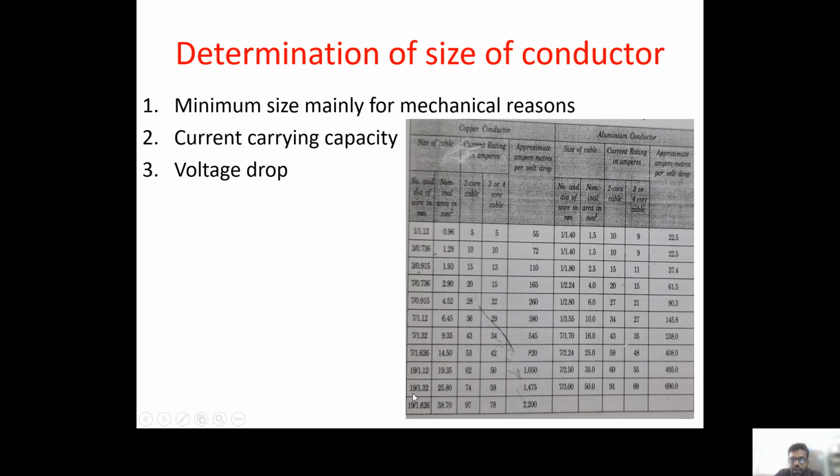So for that purpose, we have to consider the cable of 19 by 1.32 for the current rating of 74 amperes. See here, from the table, 19 by 1.32 millimeters has a current rating of 74 amperes, giving 1 volt drop for 1475 ampere meters.